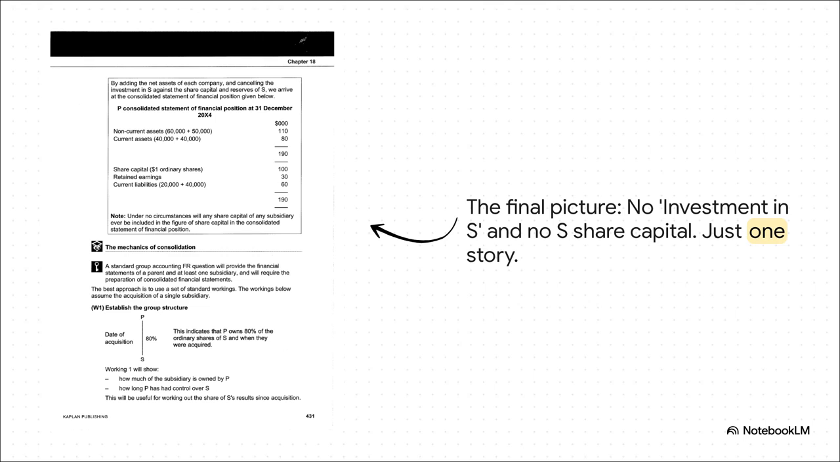Notice what's different from that simple addition we did at the start. The parent's investment in S? Gone. The subsidiary's share capital? Vanished. Instead, we have a clean, combined total for assets and liabilities that tells one single cohesive story about the entire group. This is the real financial health of the company.